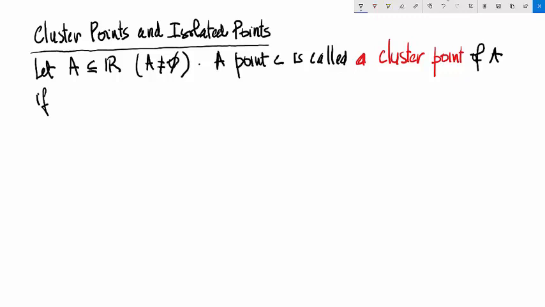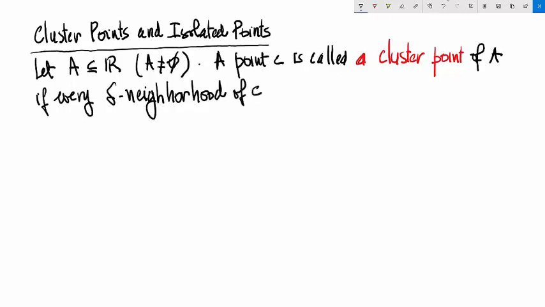if every delta neighborhood. Every delta neighborhood of C contains at least one point of A distinct from C.